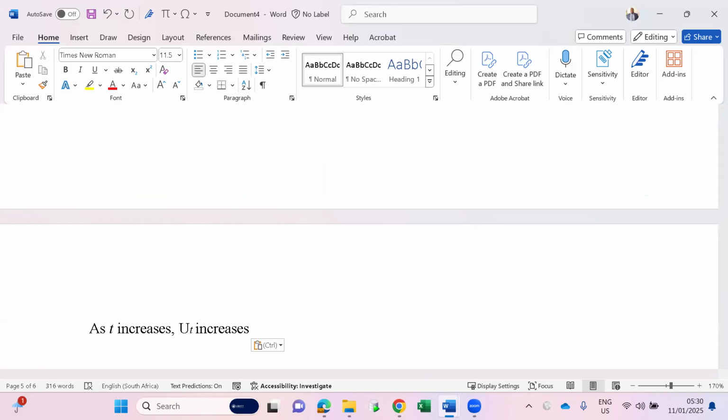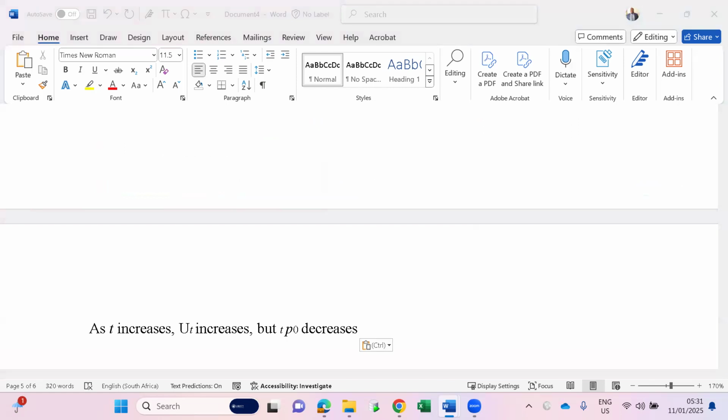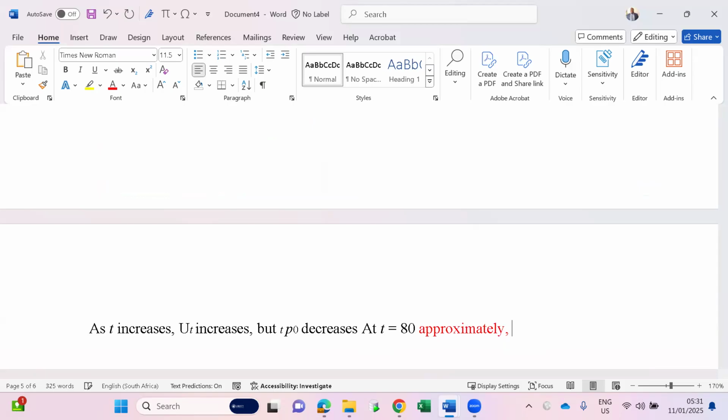But the probability decreases. So tp0 decreases, right? So that's at age 80. The force of mortality will increase throughout the lifetime, but the probability that you make it to the next age will decrease as you get older, right? And then at age 80, approximately. The approximately came directly from the answer in the exam.